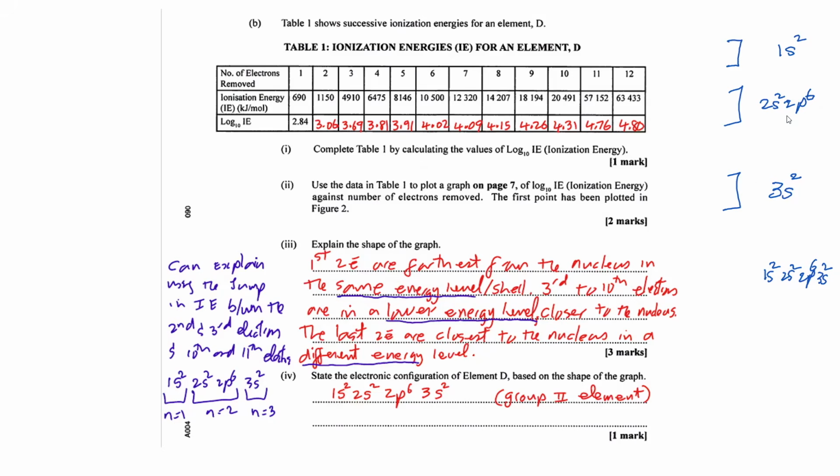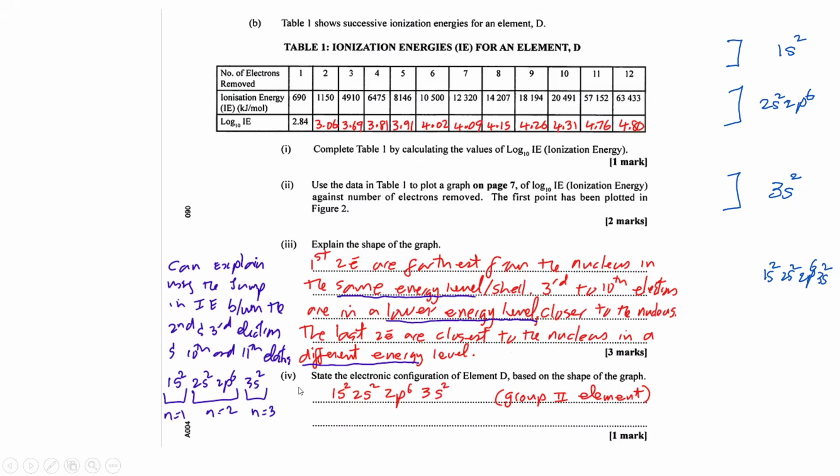And so once we remove the third to the 10th electrons, we are now going to have another jump as we move to the subshell closest to the nucleus. And so we'll read for part 3. The first 2 electrons are farthest from the nucleus in the same energy level or shell. The third to 10th electrons are in the lower energy level, which is closer to the nucleus. The last 2 electrons are closest to the nucleus in a different energy level.